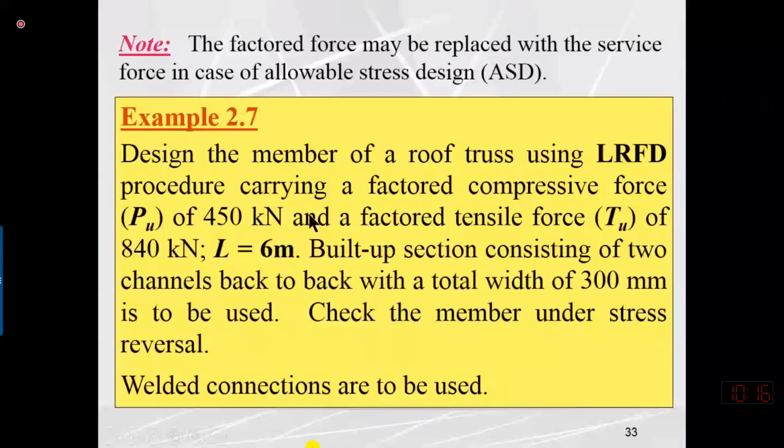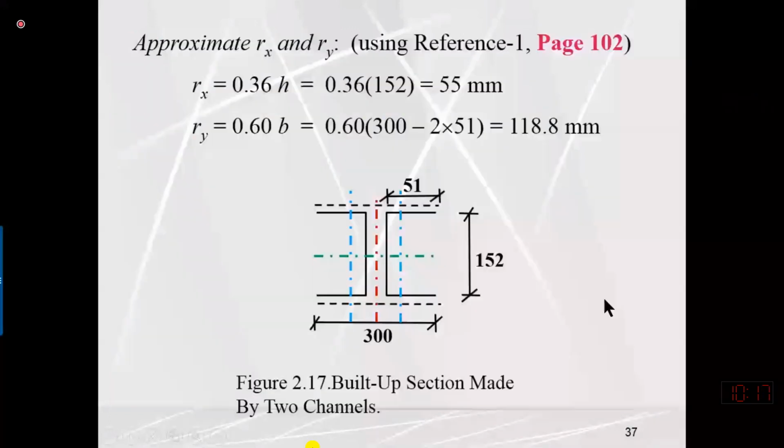Since it is a truss member, both ends are pin ended. This section is a built up section, consisting of two channels back to back with a total width of 300. You will see it in the upcoming slide. It means that the flanges are turned outside and the total width is equal to 300. So let me show you. This is, remember, the two channels placed back to back with flanges turned outside. We are provided with the total width.